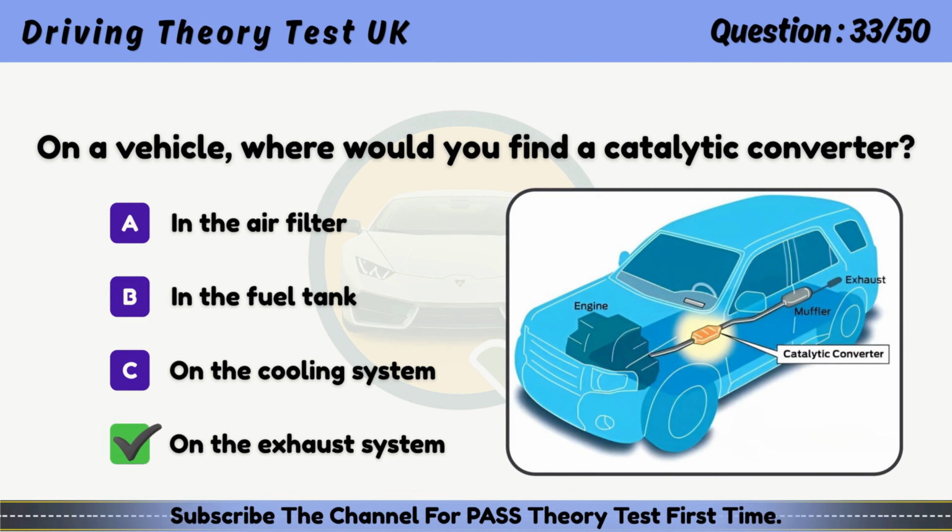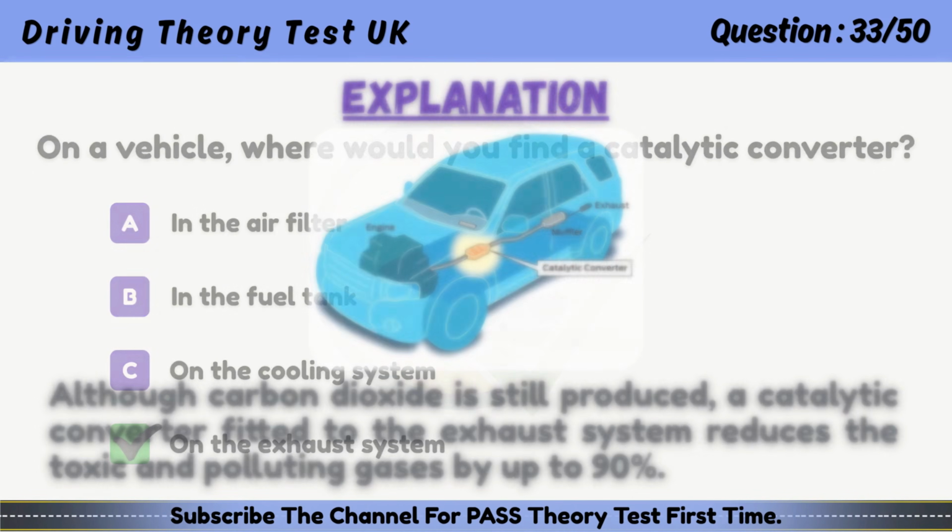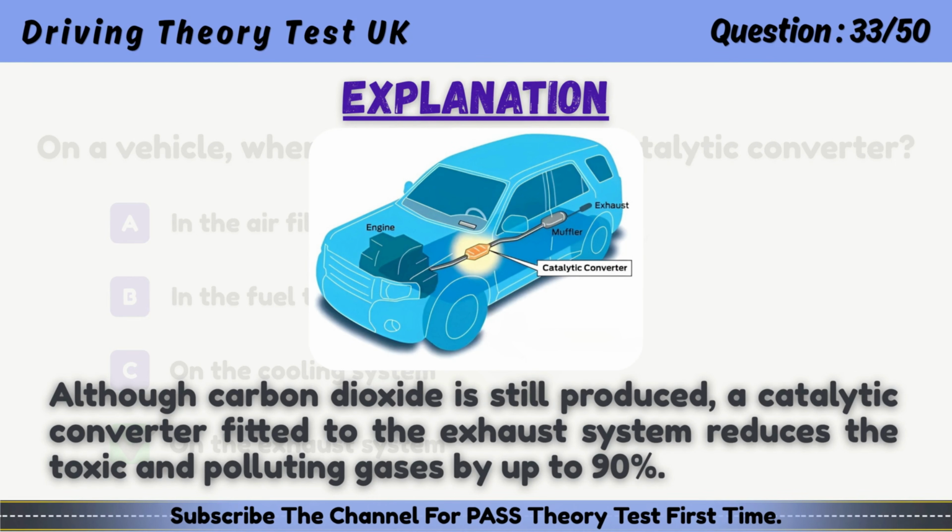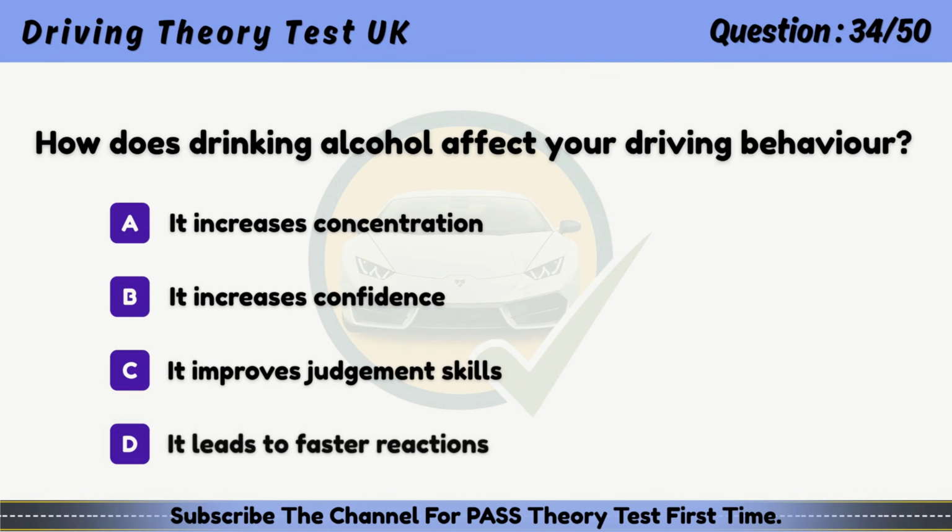Answer is D. On the exhaust system. Although carbon dioxide is still produced, a catalytic converter fitted to the exhaust system reduces the toxic and polluting gases by up to 90%.